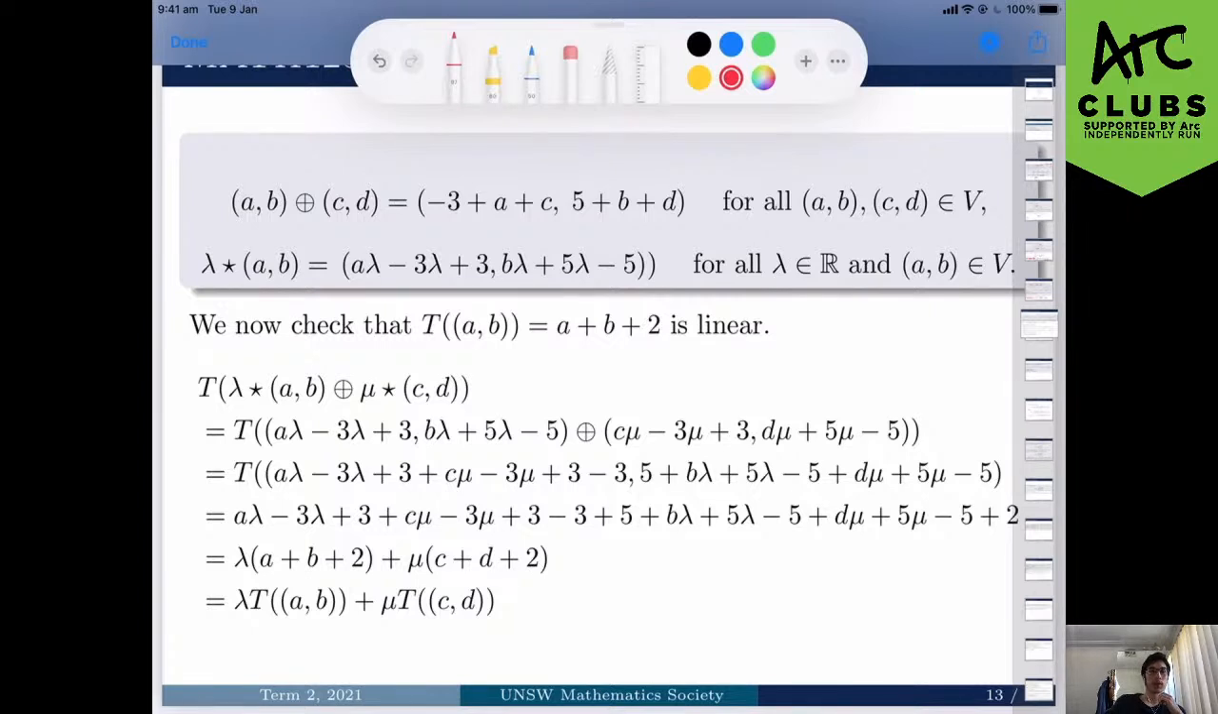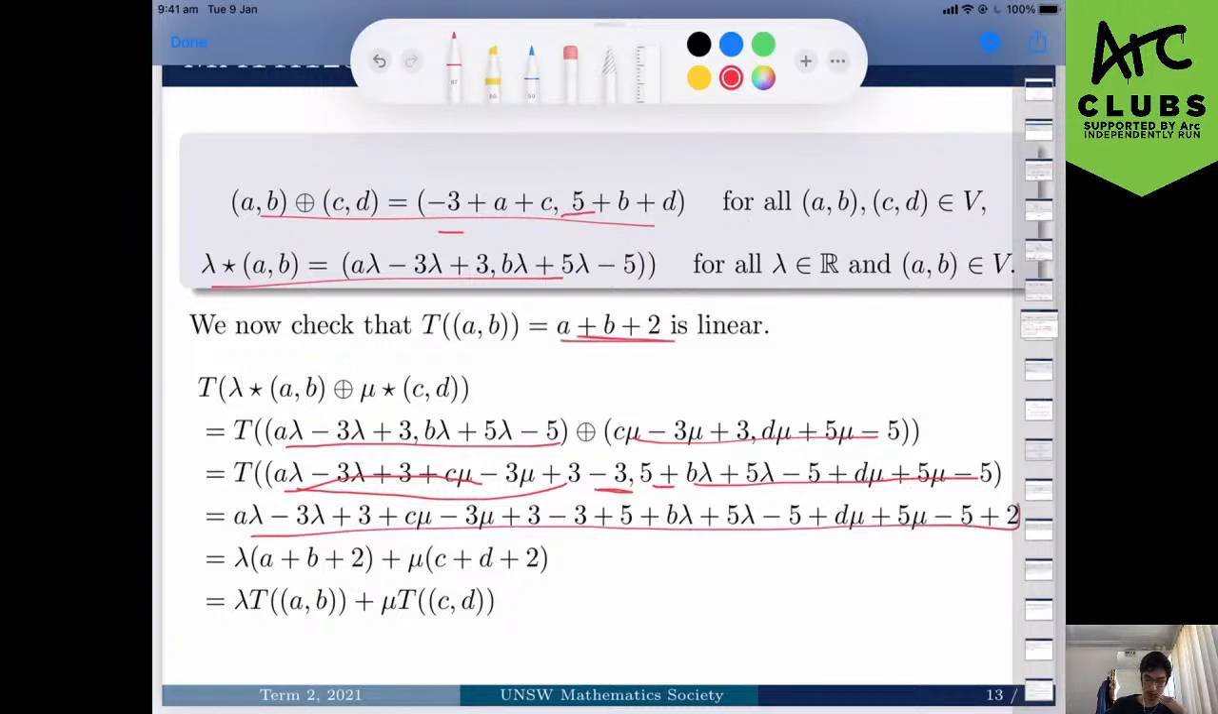But yeah, this thing's kind of absolutely horrendous. Not that bad, to be honest, but it's quite a lot of stuff. Pretty much what we do is just apply the definitions. So we apply the weird definition of multiplication, and the weird definition of addition. So we add the components, subtract 3. We add the components, add 5. I did it in a kind of weird order. And then we apply this transformation, how we defined it. So we just add 2 at the end.